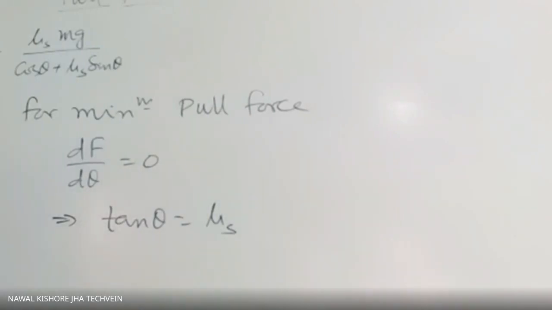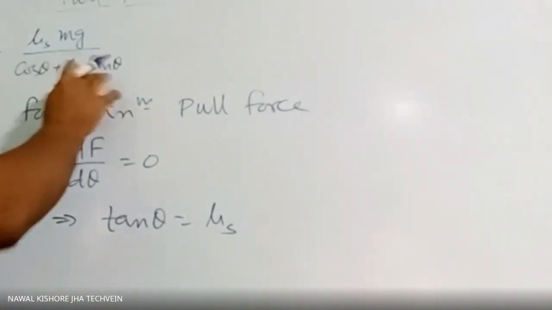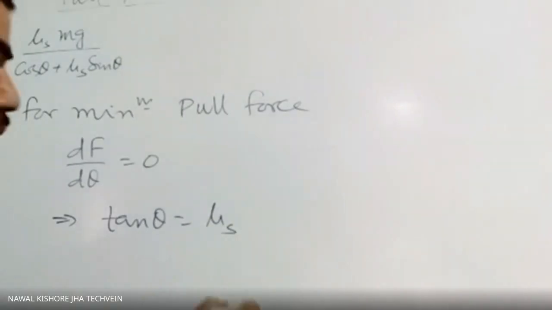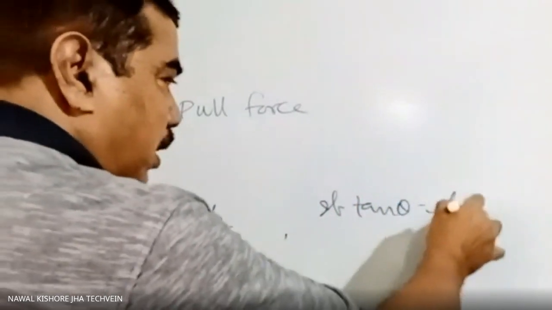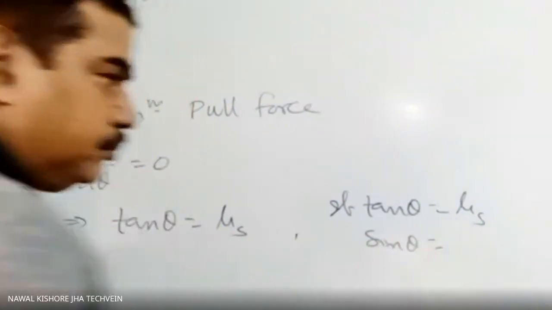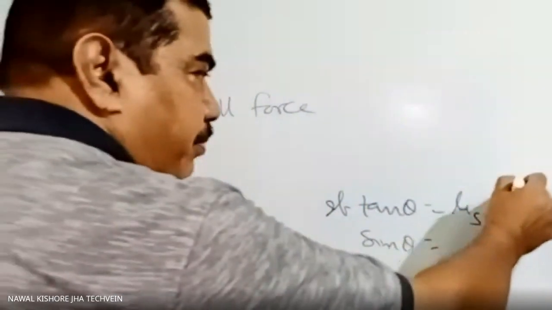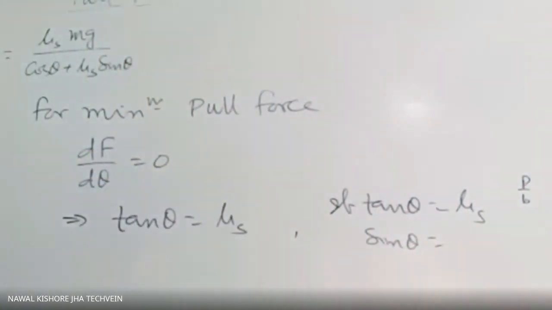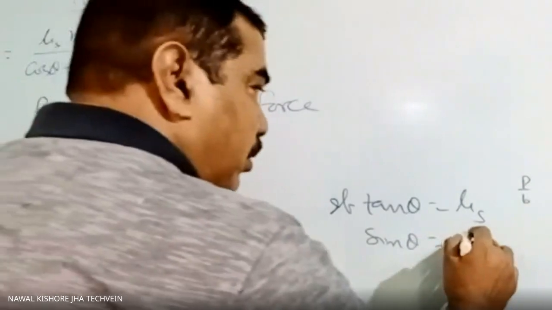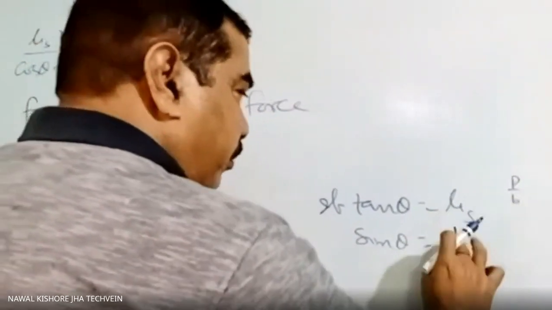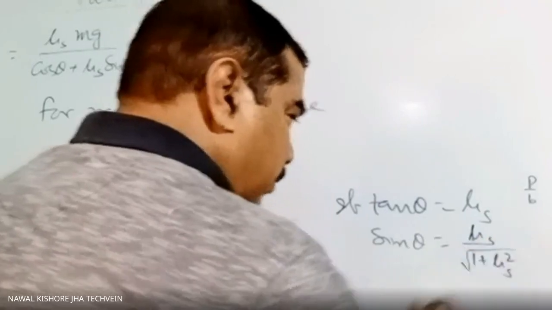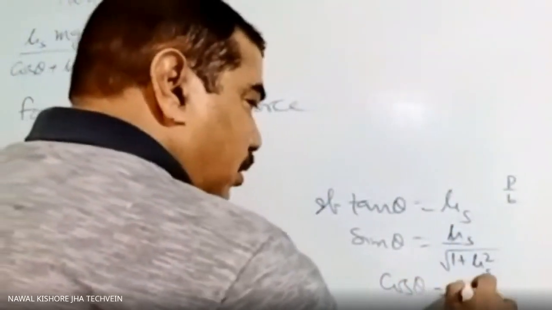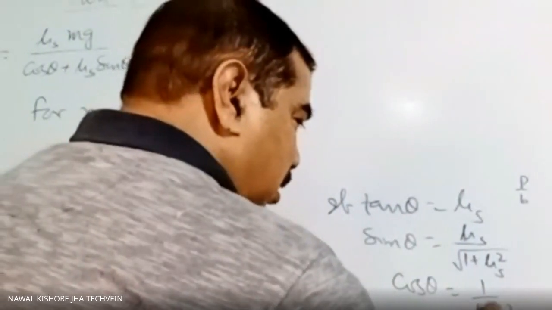So in that case, what will be the value of cos theta and sin theta? We can find if tan theta is this much. Tan theta is mu s. Tan theta means P by B, perpendicular by base. Sin theta is P by H, perpendicular by hypotenuse. So sin theta will become mu s by under root of 1 plus mu s square, and cos theta will become 1 by under root of 1 plus mu s square.